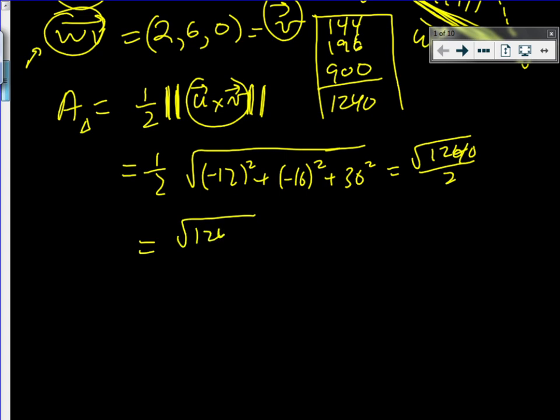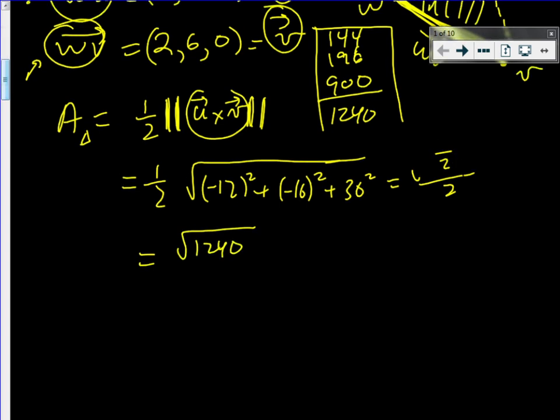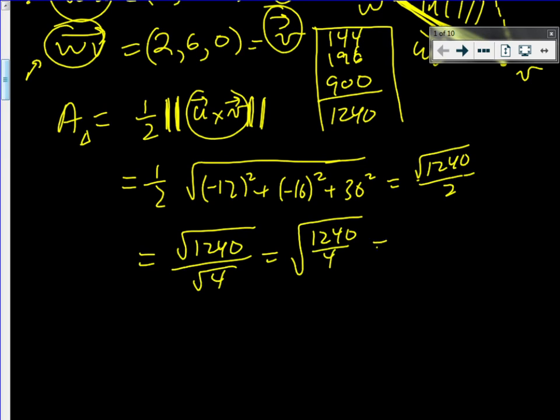But we can do a little bit better than that. You have the square root of the whole thing divided by 2. But 2 is the same thing as square root of 4. So I can just take the square root of the whole thing. And the nice thing is 4 goes into it evenly. So the area of the triangle is the square root of 310. Possibly that can be broken up some more.